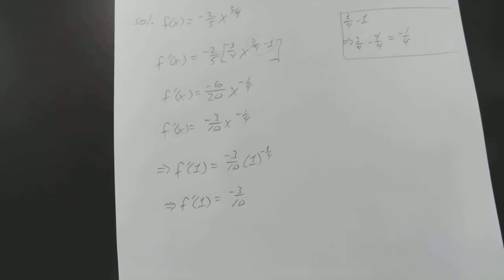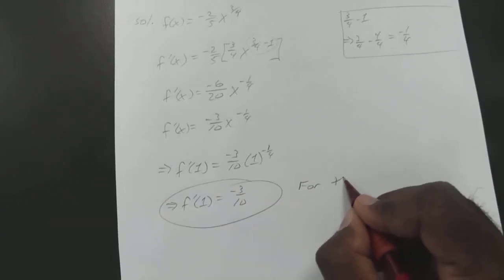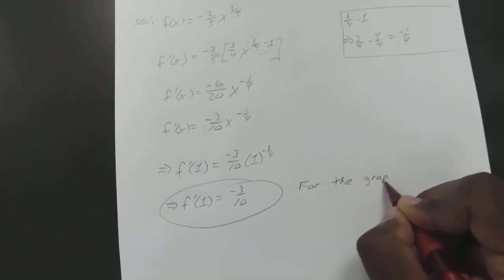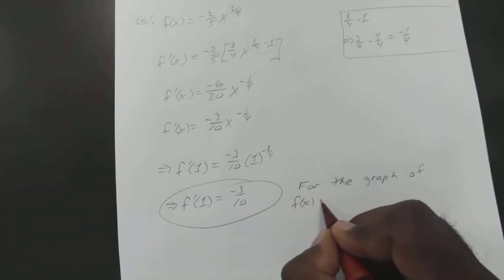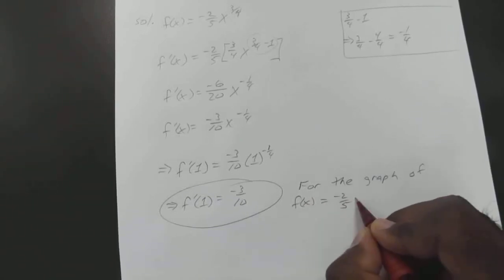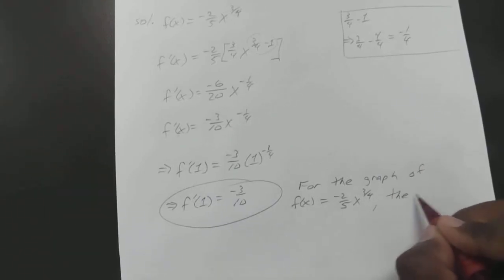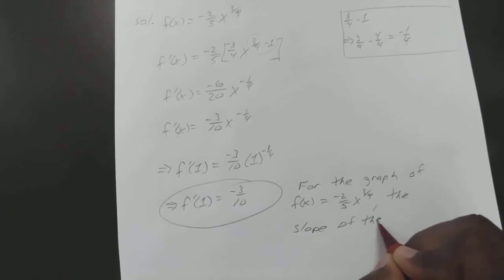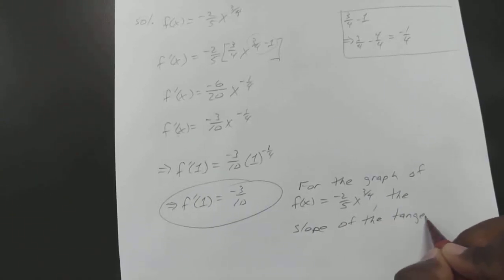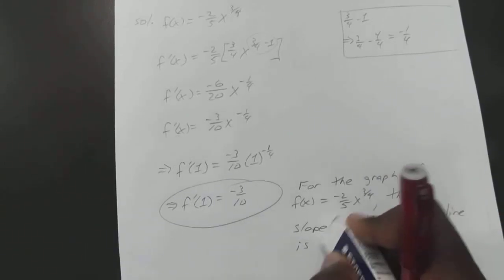Okay. So this means for the graph, if you were to graph this one, f of x equals negative 2/5 x to the 3/4, the slope of the tangent line is negative 3/10.